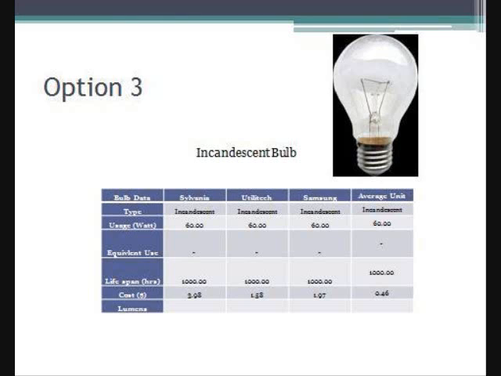And finally, we have the third option, which is an incandescent bulb. Notice the table row labeled equivalent use is blank. This is because the incandescent bulb is used as a benchmark or a starting comparison for the other two options. Since the incandescent bulb is opposite of both LED and CFL, being extremely low in unit cost but lacking efficiency, we use its specifications as a reference.